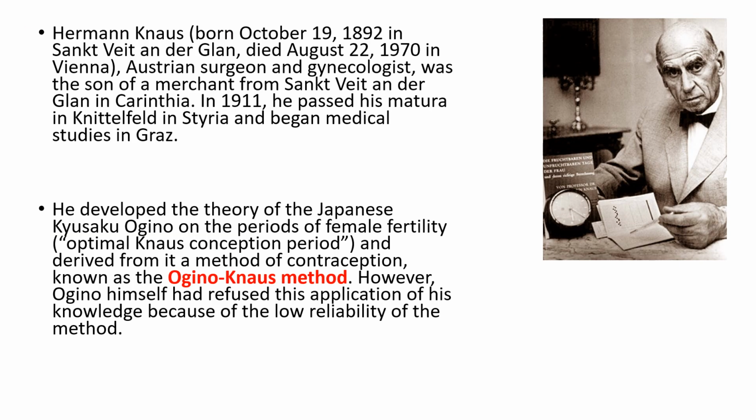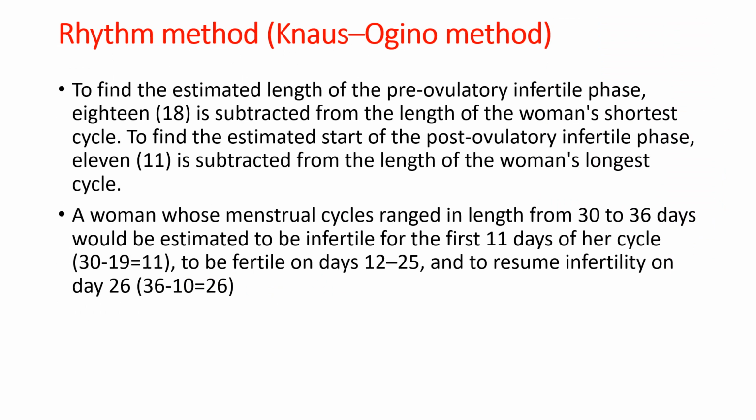Hermann Knaus, Austrian surgeon and gynecologist. He developed the theory of the Japanese Kyusaku Ogino on the periods of female fertility, optimal Knaus conception period, and derived from it a method of contraception, known as the Ogino-Knaus method. However, Ogino himself had refused this application of his knowledge because of the low reliability of the method. Rhythm method, Knaus, Ogino method.